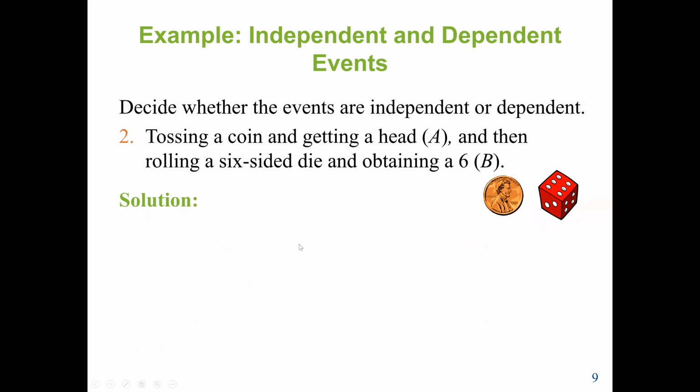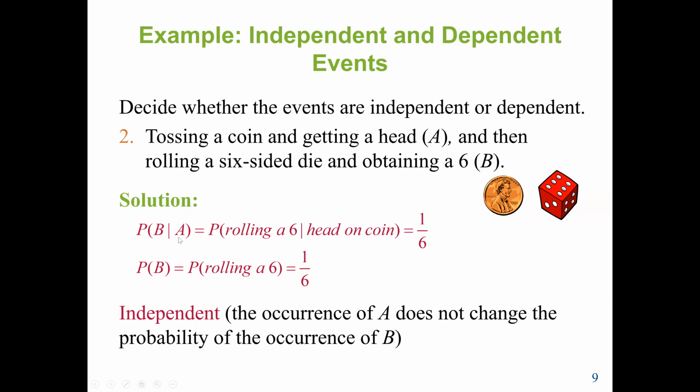Here we can see that the probability of B given A is still rolling a 6, given a head on a coin. We don't toss the coin and the die as one unit together; they are separate. We see a 6-sided die, and only one side, which is 6, will come, so 1 over 6. Here also it's the same thing: I have 6 sides, so we divide by 6, and only one 6, so it's 1 over 6.